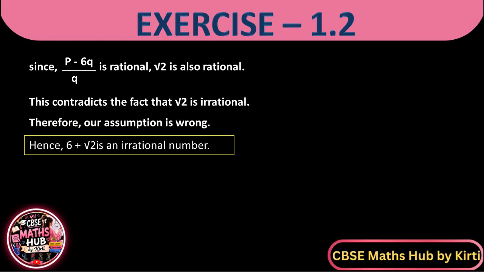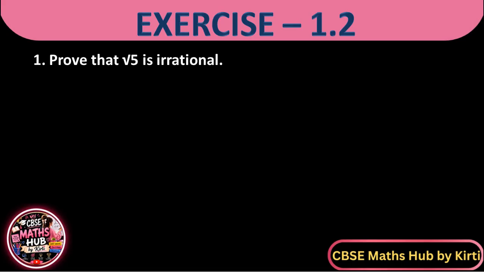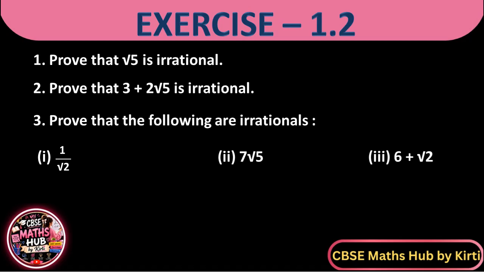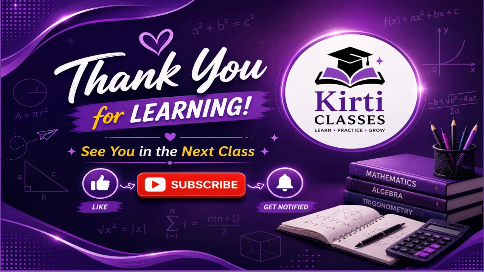In this exercise, we proved different numbers to be irrational by using the contradiction method. The most important point to remember is whenever our assumption leads to a contradiction, our assumption becomes false. This is the basic idea used in almost every proof of irrational numbers. I hope this concept is now clear to all of you. With this, we have completed exercise 1.2 successfully. I hope all the questions are clear to you now.